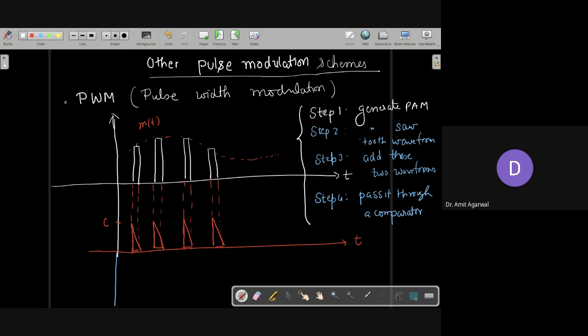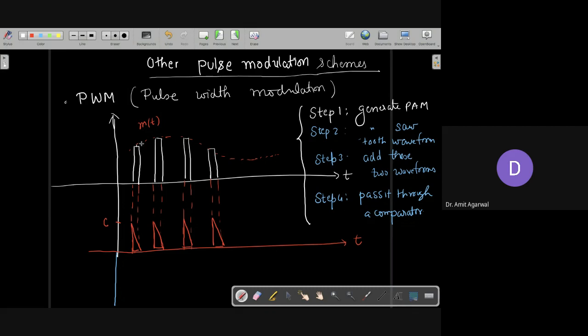ठीक है. So पहला स्टेप क्या, पढ़ो? Step 1 is, पढ़ो आदित्य, generate PAM. Okay. What is the second step? Generate sawtooth waveform. So you can generate a sawtooth waveform like this. How you can do that, we are not going to discuss. But this is a sawtooth waveform.